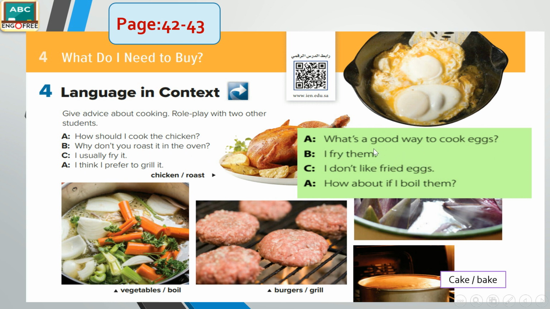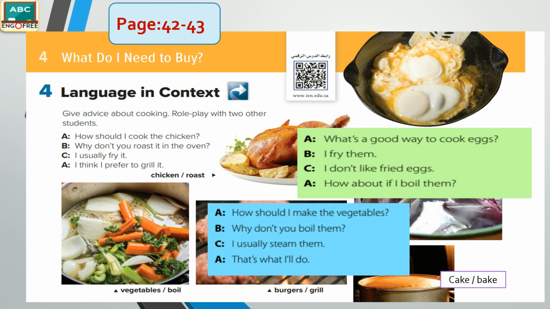A. What's a good way to cook eggs? B. I fry them. C. I don't like fried eggs. A. How about if I boil them? Look at example 2. A. How should I make the vegetables? B. Why don't you boil them? C. I usually steam them. A. That's what I'll do.